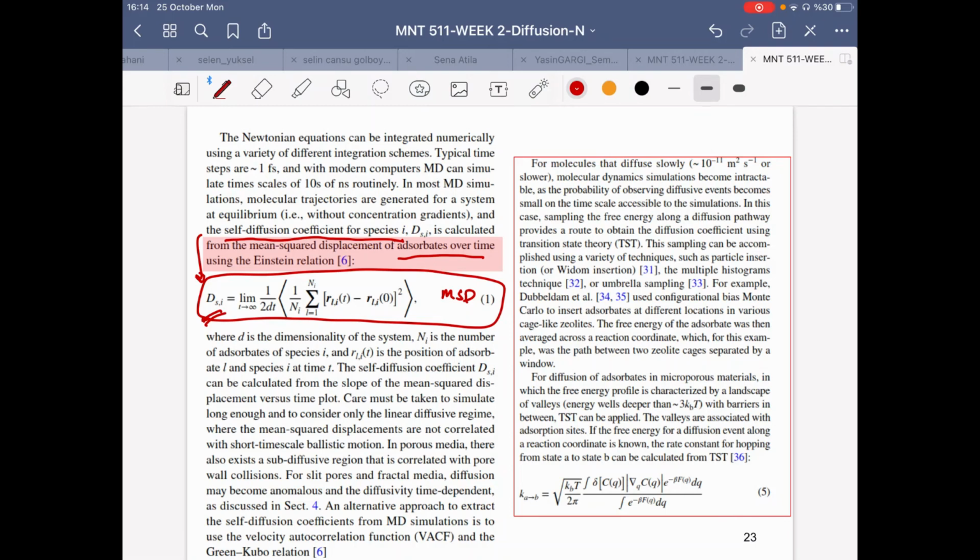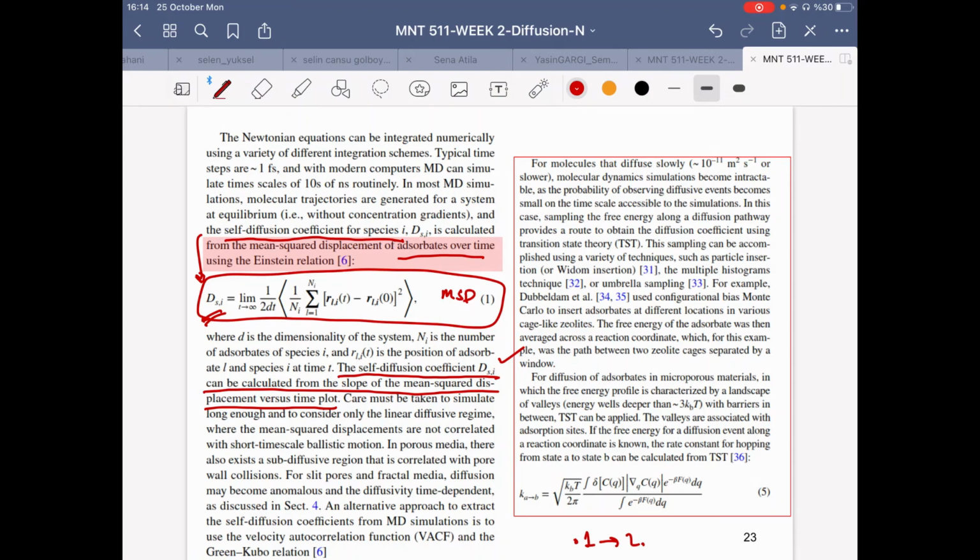What they're doing is literally measuring the time for a single molecule to travel from spot 1 to spot 2. Then D is the dimensionality of the system, N is the number of adsorbates. The self-diffusion coefficient can be calculated from the slope of this MSD versus time. They measure it, plot it, and then determine the self-diffusion coefficients from that.